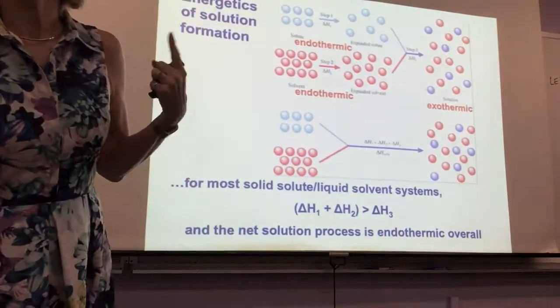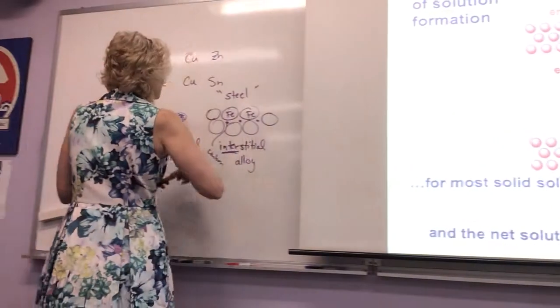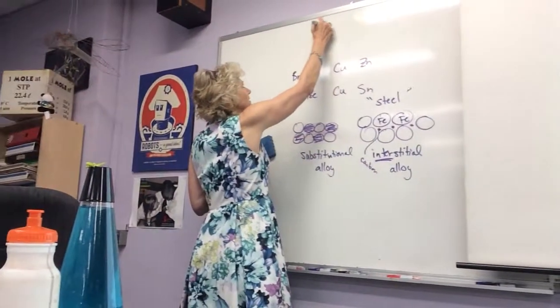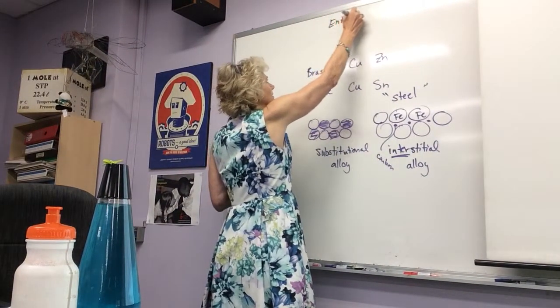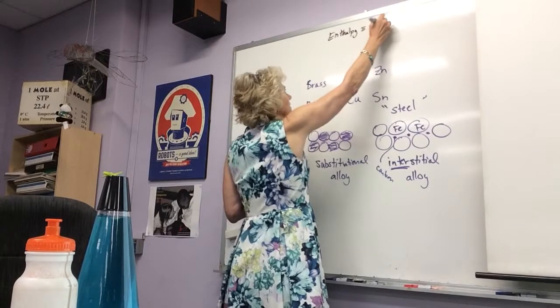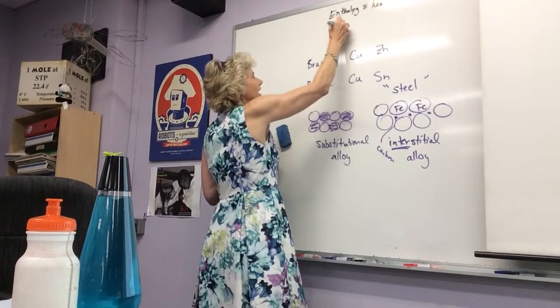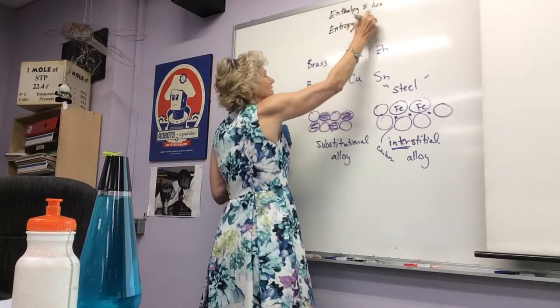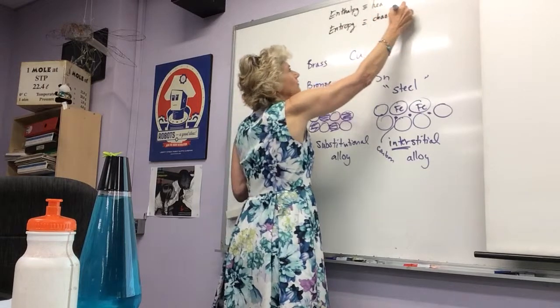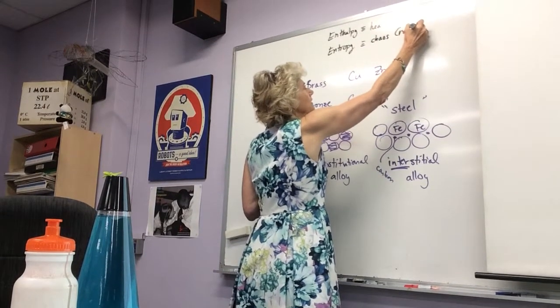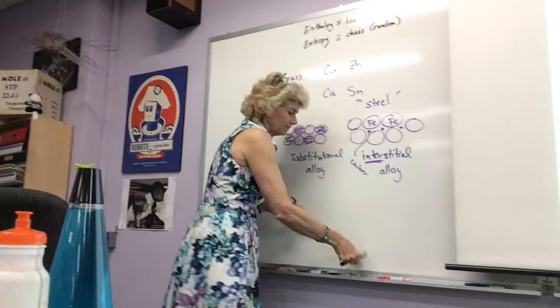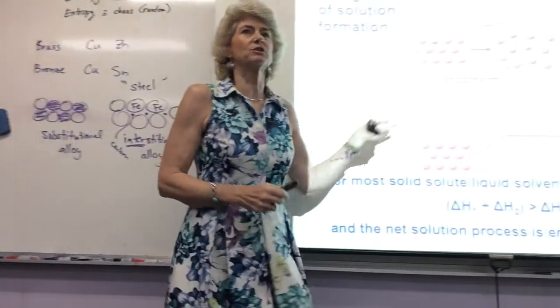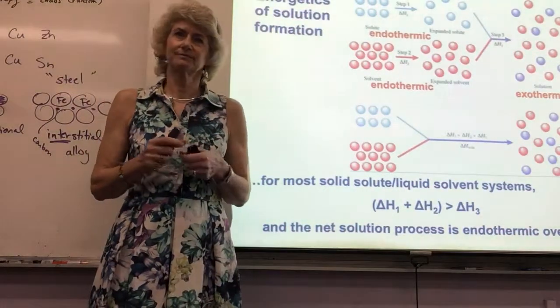So we have enthalpy already. We talked about enthalpy. That's heat. Entropy is chaos, or randomness. You can use either word. Our universe tends which way? More or less random? Less random.